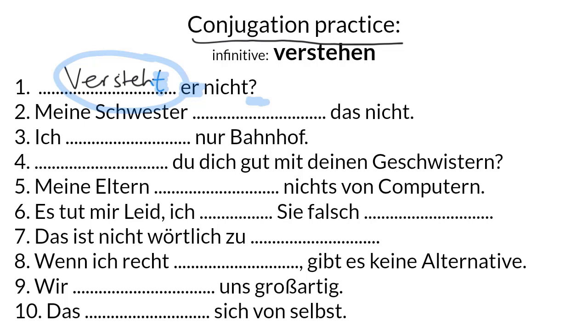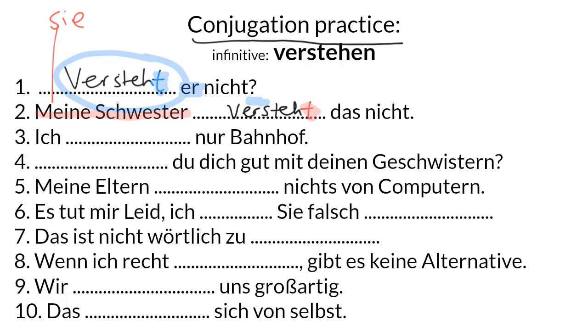Understands he not? Number 2, meine Schwester versteht das nicht. So this time we've got the same ending. We have a t ending here on the verb, still in the present tense as well. But the reason for the ending is not that it's a he subject, but that we have meine Schwester, my sister, which of course could be replaced with a sie, a she, and therefore we have the t ending.